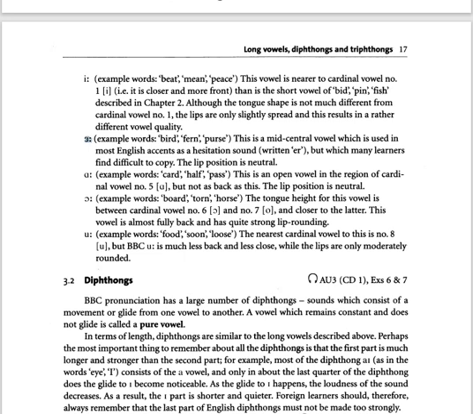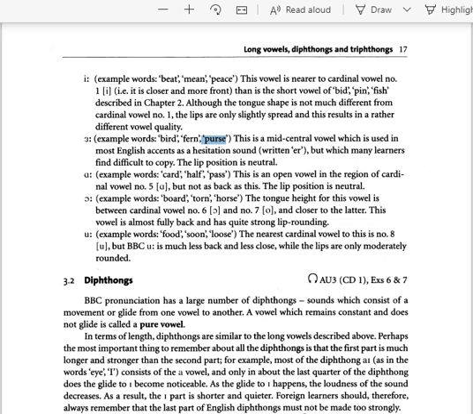The long vowel A, example words: bear, bird. We do not say bird, but we say bird, fan, pears. This is a mid-central vowel which is used in most English accents as a hesitation sound, written er, but which many learners find difficult to copy. The lip position is neutral.